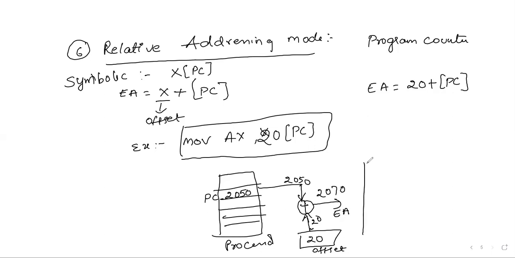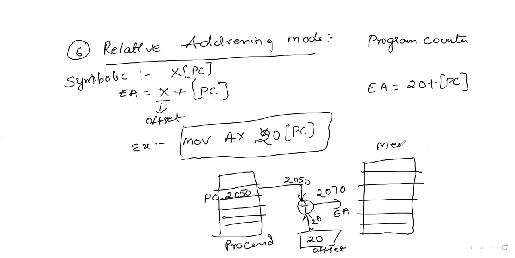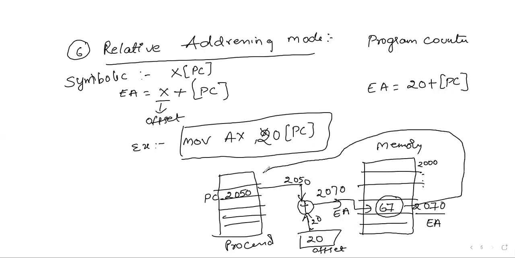We have to take the data from location 2070 and move it into AX. Suppose this is the memory with different locations, and this is the 2070 location. The contents here are at the effective address. The data in this address location, 67, is now moved into AX. This type of addressing mode is called relative addressing mode.